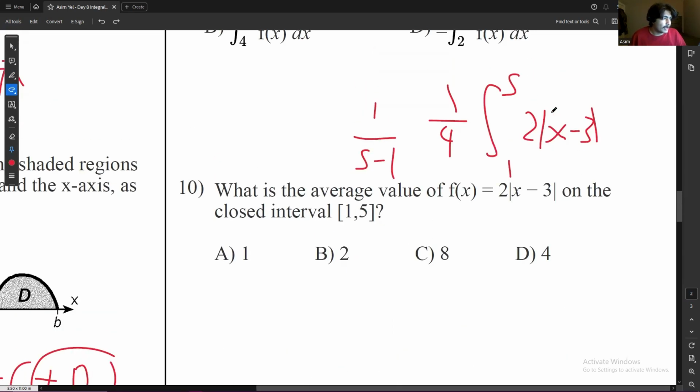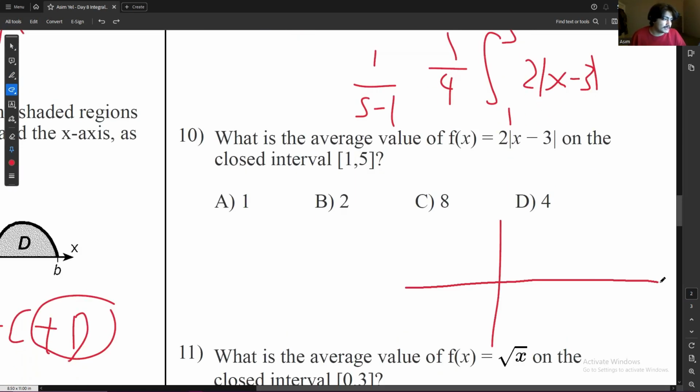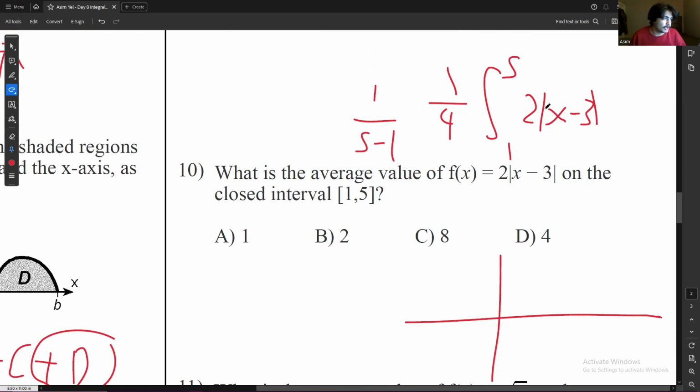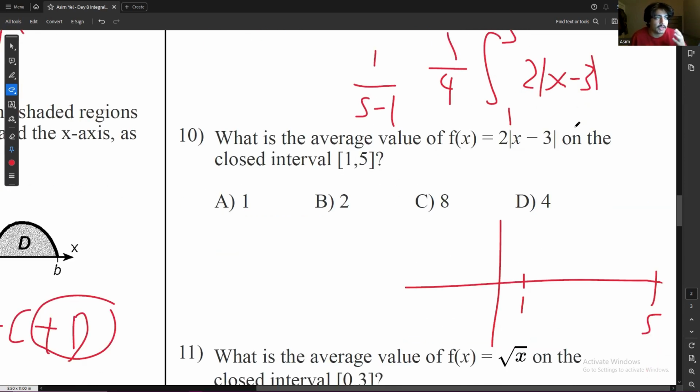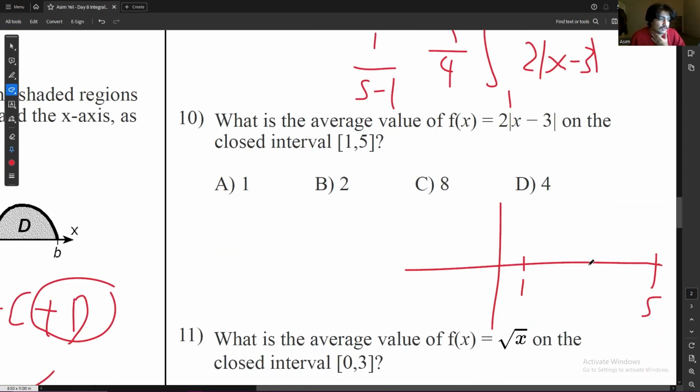So, what is this function? First of all, guys, let me just draw this function. Actually, I'm not even going to draw the function. I'm just going to draw the points which I will need, which are 1, 5, and my 0 point. What is my 0 point? My 0 point is 3, because 3 minus 3 is 0, so my absolute value is 0, and 0 times 2 is 0. So over here, I'm going to get 3. So this will be my 0 point.